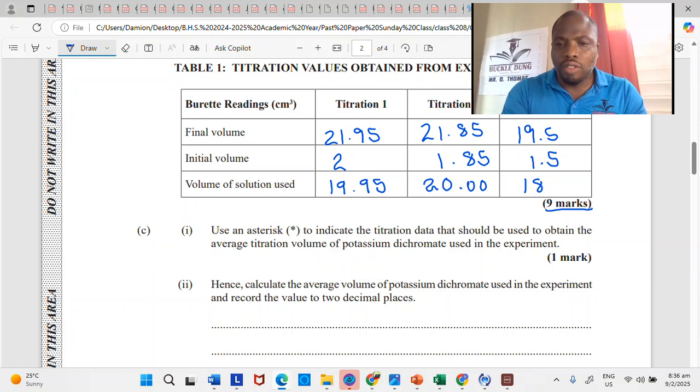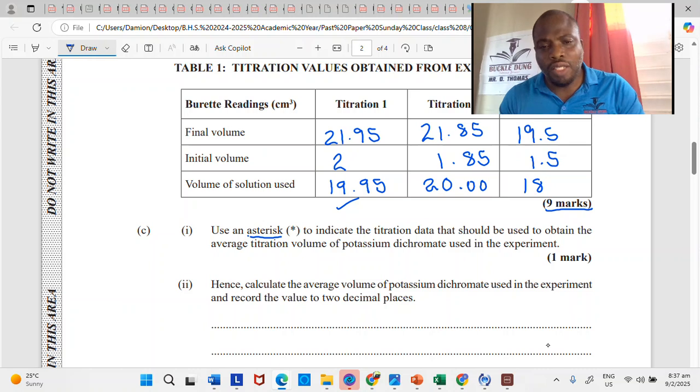Let me read this out in its entirety. It says use an asterisk. And you see sometimes we don't like to follow instructions. The question says use one asterisk. We put tick, we underline, we circle. Work with what the people tell you to do. Use an asterisk. Why do we need to use an asterisk?